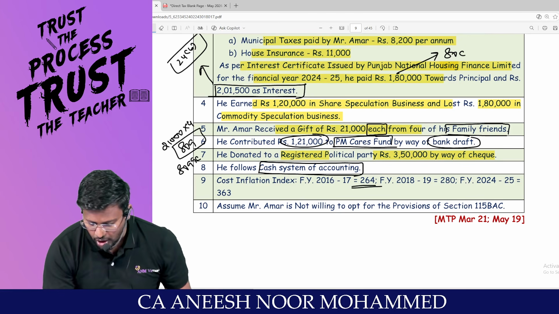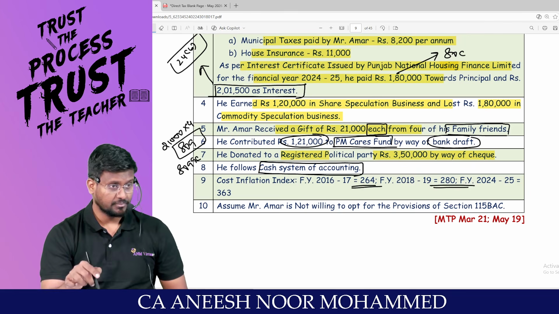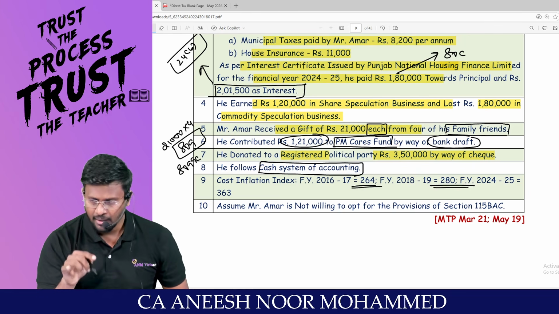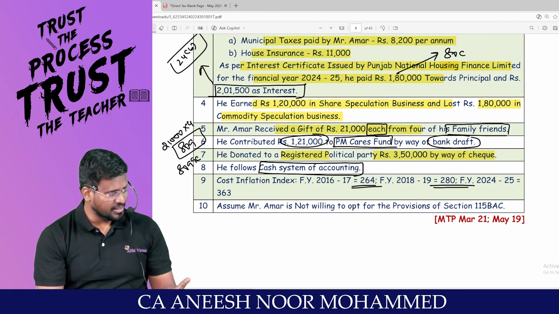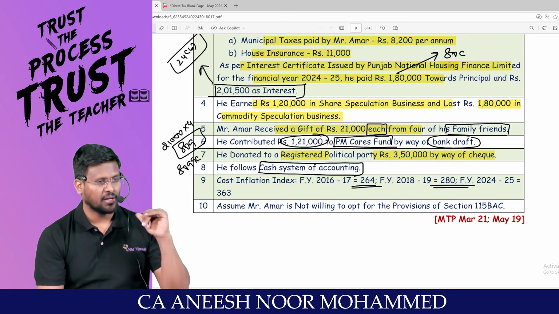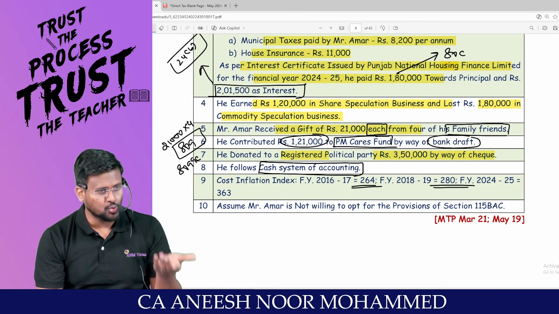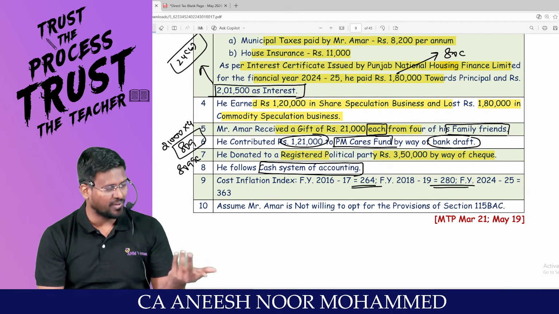CII, the cost inflation index, has been given if needed for the purpose of computation of the what gain? Capital gain. Sir, only one transfer is there. That transfer is also after the cutoff date. Sir, even if it is before the cutoff date, for a super asset, no benefit of indexation. Are you all really with me?